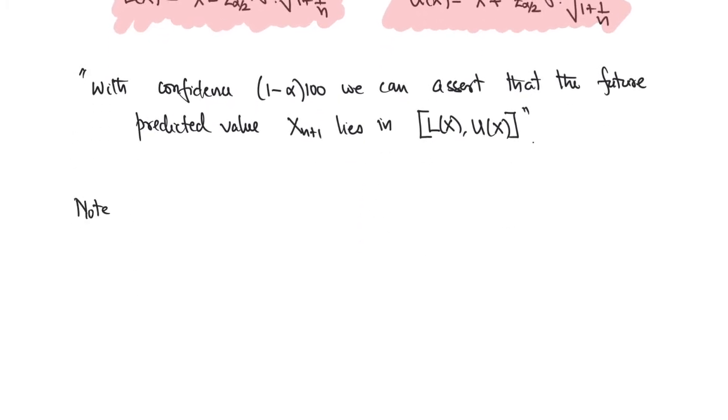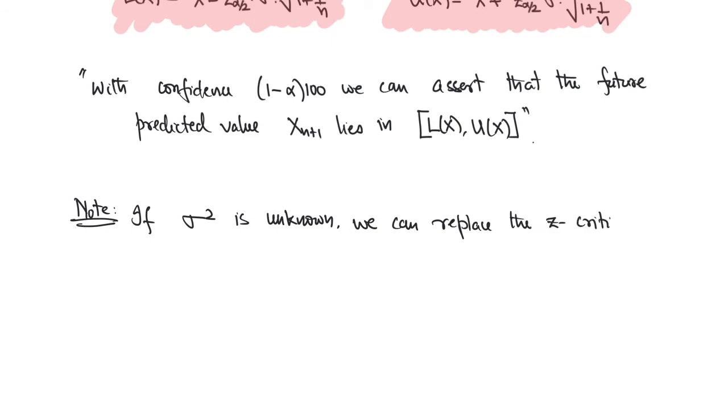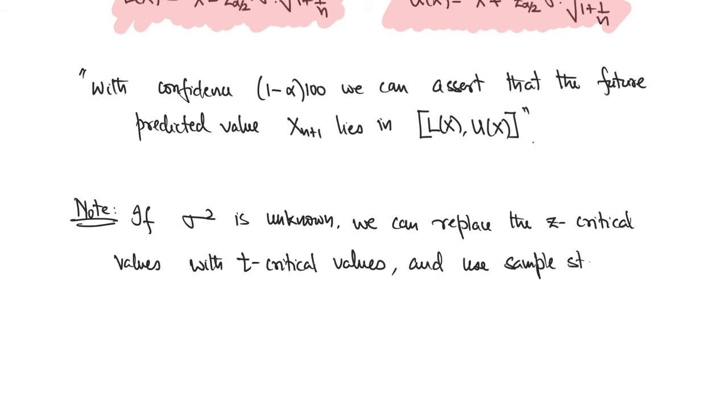Okay, so note one thing over here is that if sigma squared was unknown, which is usually the case, we can replace the z critical value, that is z alpha over 2, with the corresponding t critical values with n minus 1 degrees of freedom and use the sample standard deviation S to approximate sigma instead. To recap very quickly, we spoke about one-sided confidence intervals and prediction intervals for a single sample.